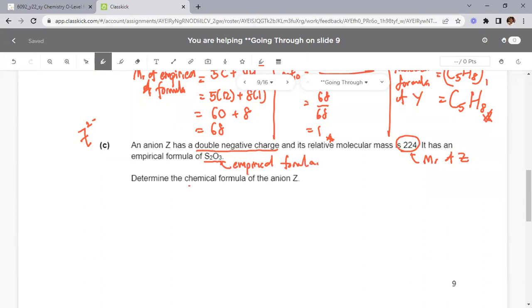Now I want you to find the chemical formula of the anion Z. So I add a little layer of difficulty here because now it's no longer just a molecule. I say that it's an ion. Can you now find the chemical formula of Z? It's the same steps except that now it's an ion. Second, down here, once again, I never tell you to find n, but that's something you need to do also.